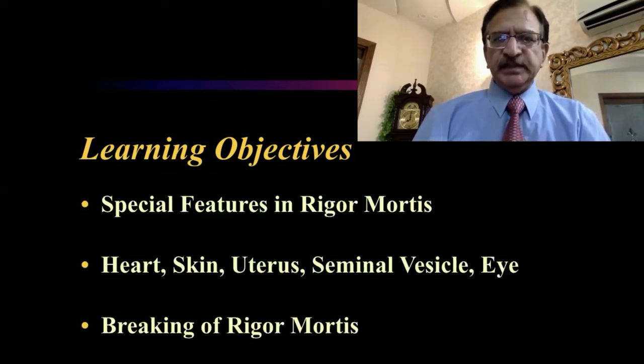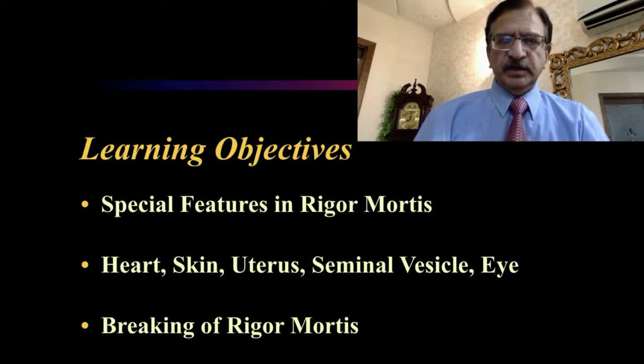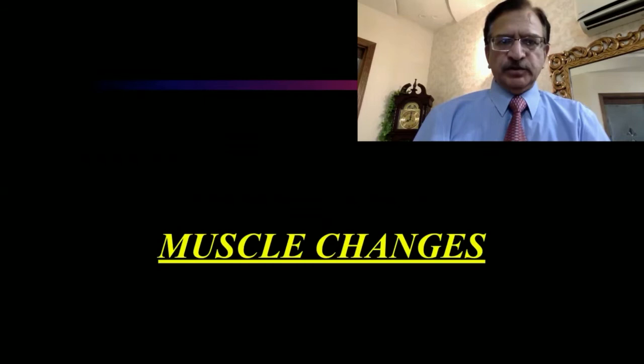Then we will discuss certain special features which are related with the rigor mortis, because they should be distinct from the rigidity. Then there are certain special features which appear in the heart, skin, uterus, seminal vesicles, and in eyes. Then in today's lecture, we will discuss how we can break the rigor mortis and what happens when the rigor mortis breaks. So starting with today's topic, what are the muscle changes which appear after death?